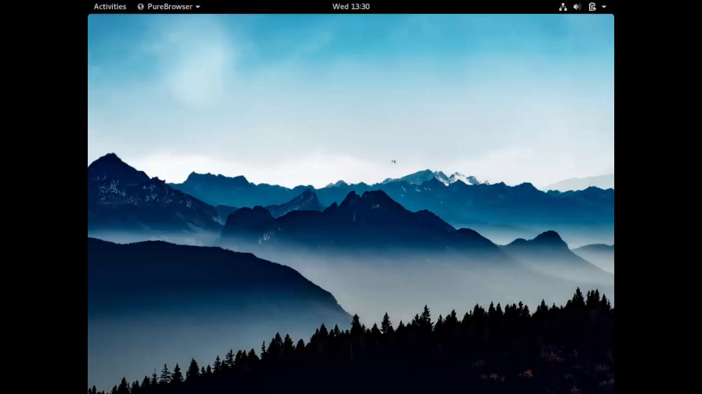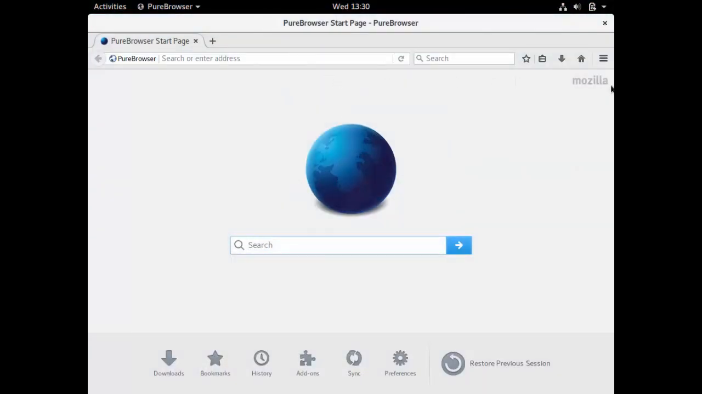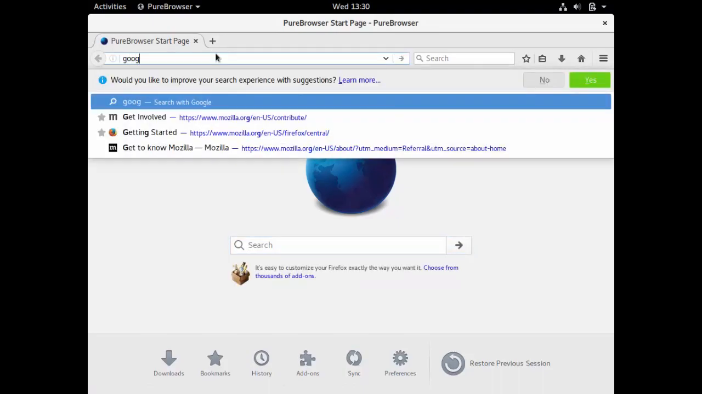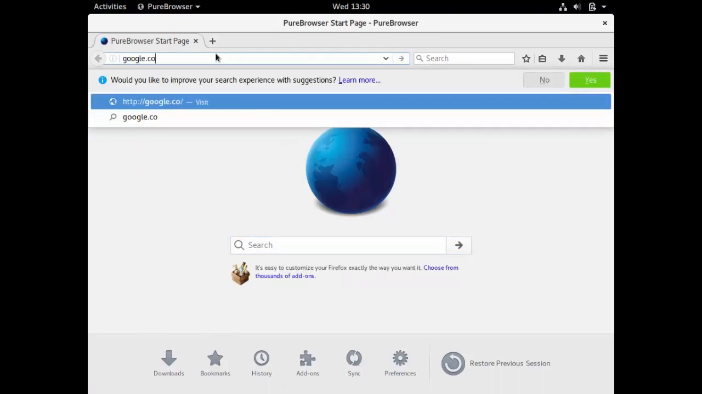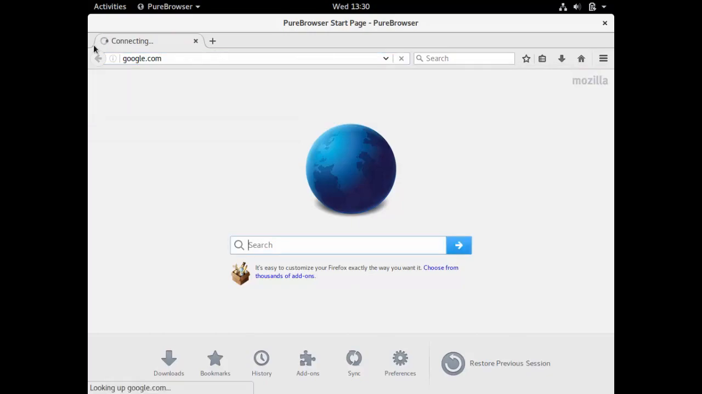The next application which attracted me instantly would be the native Pure Browser, which is built on top of Mozilla. It was similar to the native Mozilla browser but with some theme applied. Except for these features, everything was similar to that of other Linux distros.